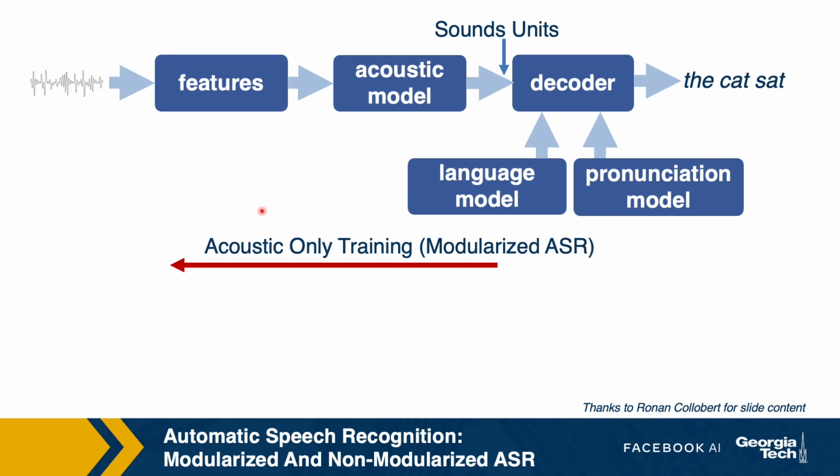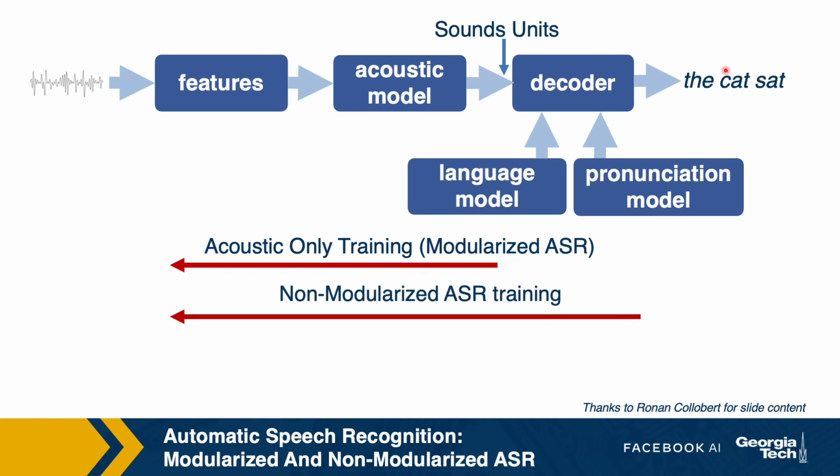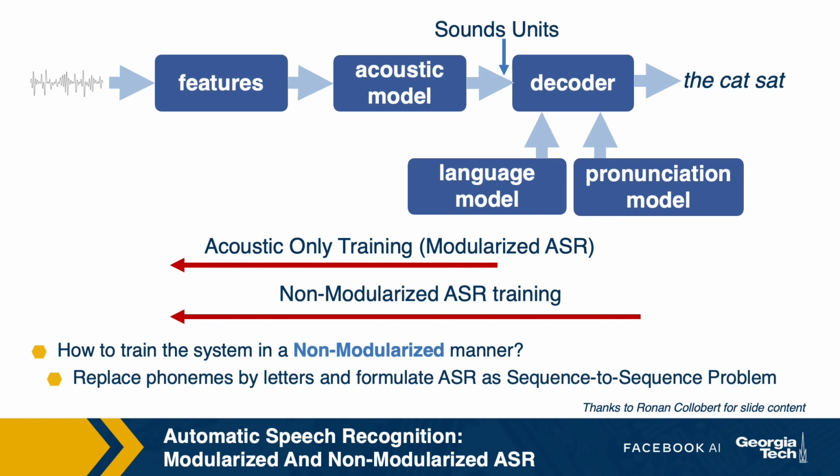That was the modularized ASR system, where we have different components which are built separately and then put together using the decoder to get us the transcript with the highest probability as the spoken transcript from the audio. Then we have non-modularized ASR training, where we would have just a single neural network which would be able to convert the audio features into a final spoken transcript. So in order to train the non-modularized ASR system, we would replace sound units such as phonemes by letters and formulate ASR as a sequence-to-sequence problem.